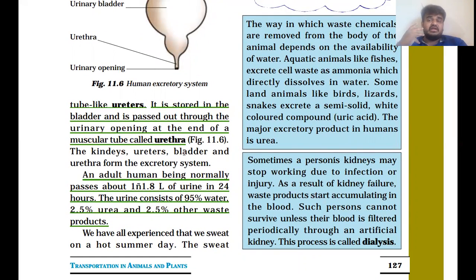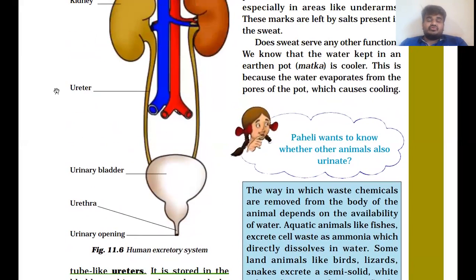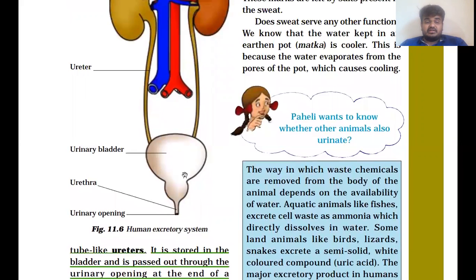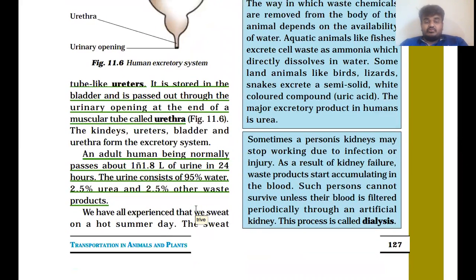It is divided into four different steps. First of all, you just have to write something about the kidney. From the kidney, this urine goes to the urinary bladder by these thin tubes called ureters. And from the urinary bladder, it will go to the urinary opening through the urethra, a muscular tube called urethra. And what about the urine?